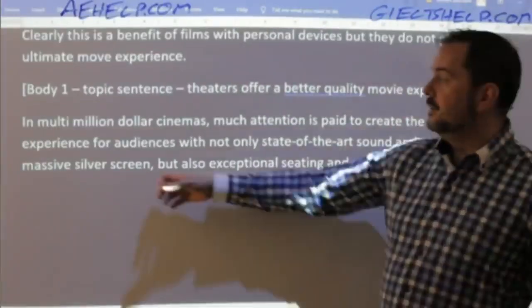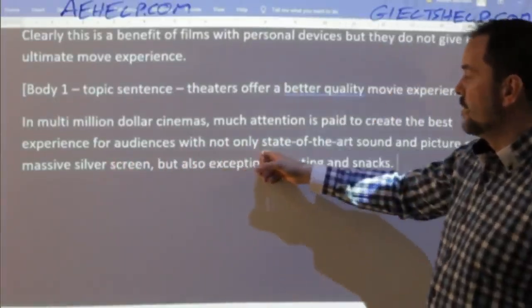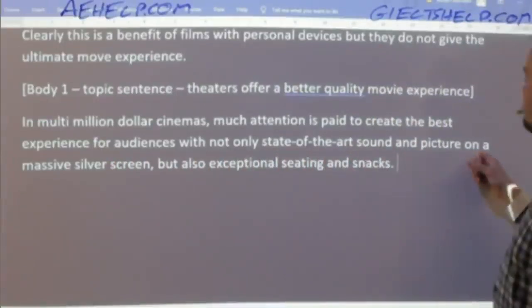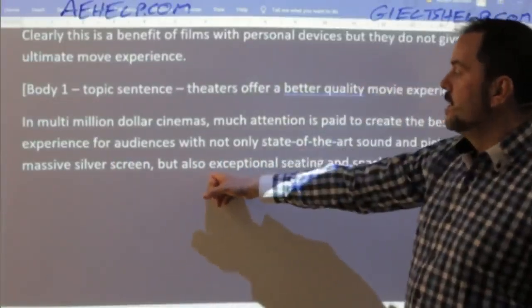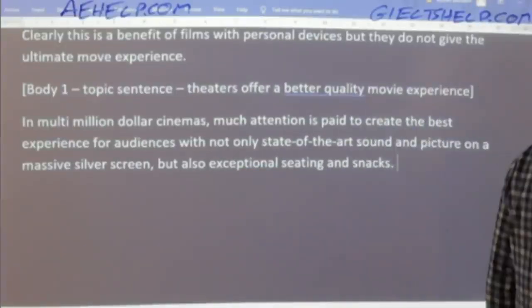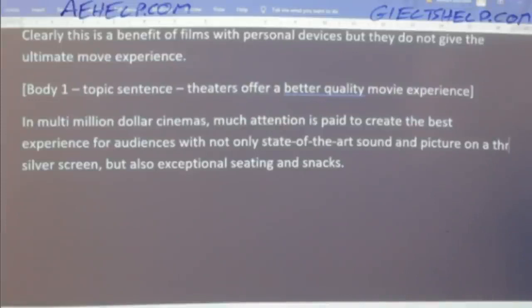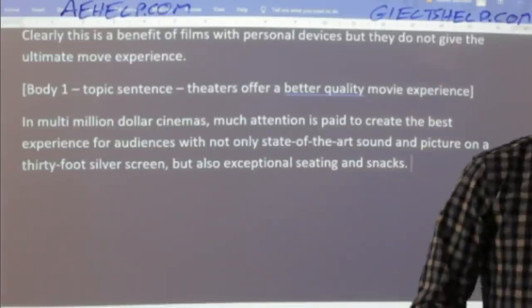So in multi-million-dollar cinemas, much attention is paid to create the best experience for audiences with not only state-of-the-art sound and picture on a massive silver screen, but also exceptional seating and snacks. Now, instead of massive, especially in the academic, I might say 30-foot, or you might say 10-meter, okay, depending on what measurement you're using. Both are okay. British like to use feet. So on a 30-foot silver screen, okay, let's use some quantitative language there. All right.